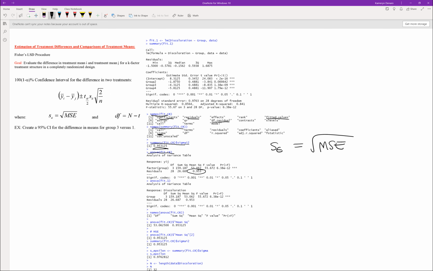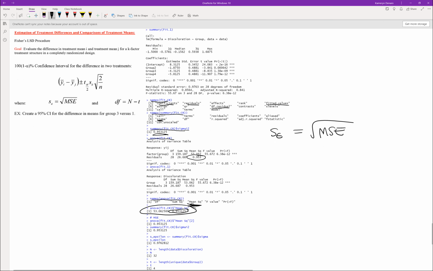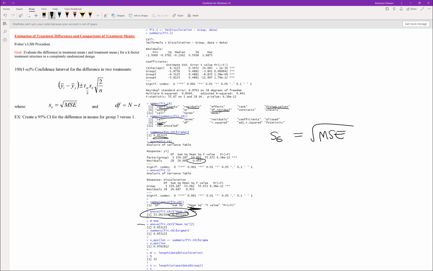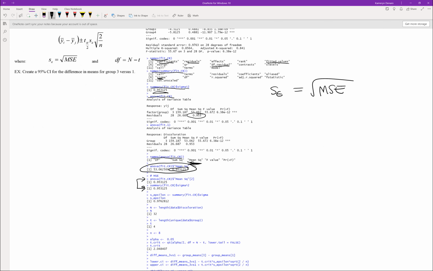Okay, similarly, we could have asked, what are the names of the ANOVA of fit.cr? And we see that one of the names is mean square. So when we say anova(fit.cr)$mean square, we see that this second piece here is the mean squared error. So we could have also pulled off the mean squared error using that value. Either one of these will give us the mean squared error. So our next step is going to be to define S epsilon. And we define that as the summary of fit.cr$sigma.